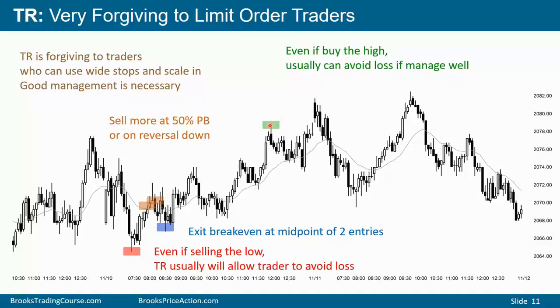Even if you happen to buy the highest price, you can usually avoid a loss if you scale in and use wide stops. For example, you could buy that high price and then place a limit order to buy more at a 50% pullback of this rally, or on a reversal up, especially since it's a high 2, high 1, pullback high 2, and a bull bar closing on its high.